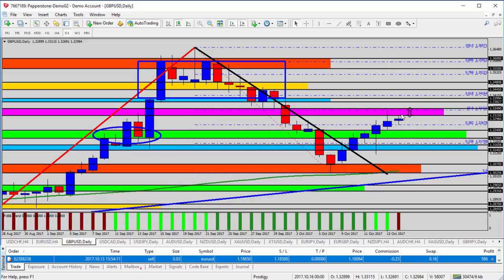So right now, 1.3350, the pink shaded area, is our area to watch. Underneath it, we may look for it to go back down. Above it, we continue some pullback for the pound dollar this week.